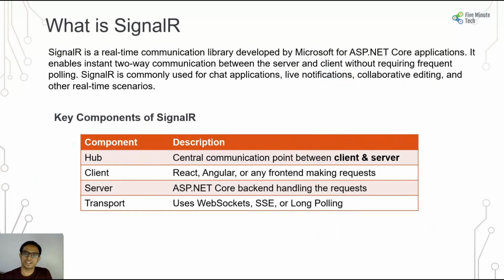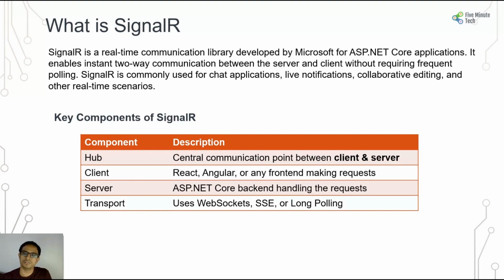So what is SignalR? SignalR is a real-time communication library developed by Microsoft for ASP.NET Core applications. It enables instant two-way communication between the server and client without requiring frequent polling. And SignalR is commonly used for chat applications, live notifications, collaborative editing, and other real-time scenarios.